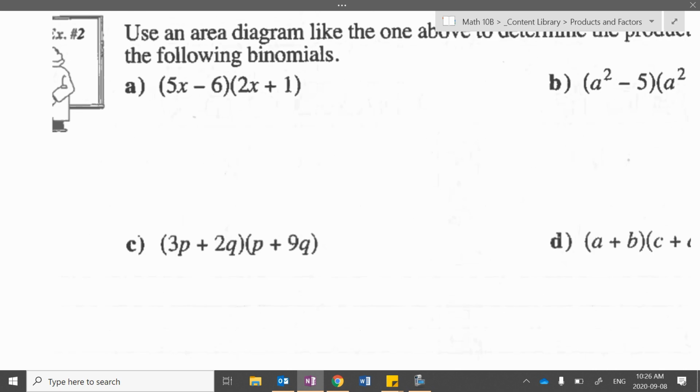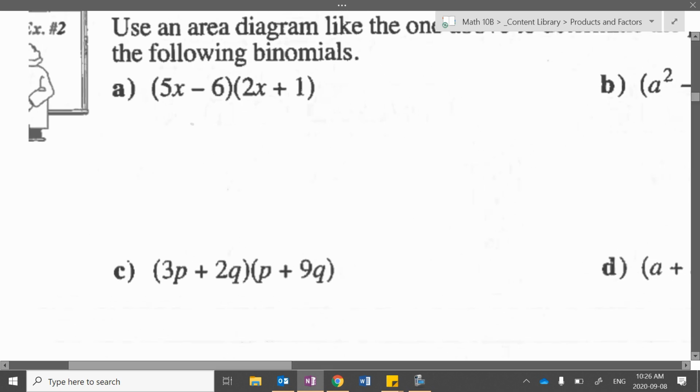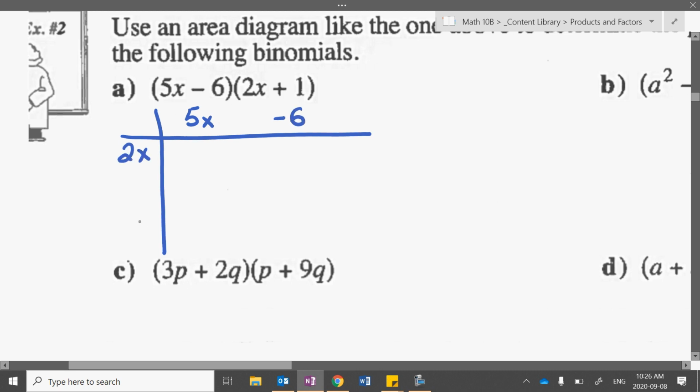So let's do the first example here. So if I have 5x minus 6 times 2x plus 1, I'm going to draw out the grid like we do with our algebra tiles. And I'm going to write 5x minus 6 across the top, 2x, and then a plus 1 on the side.